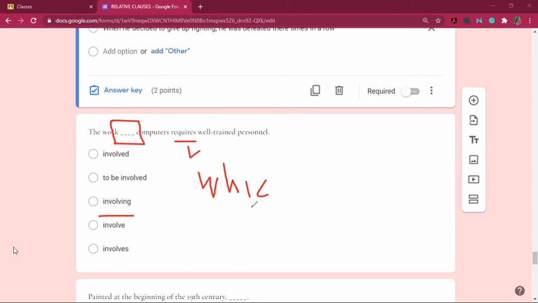This is like the one I explained to you last time. If you want to shorten a relative clause, it depends whether it is the subject or it is in passive. If it is the subject, you go with verb-ing. When it is in passive, then you just put verb three, standing alone. Okay, so that's it.